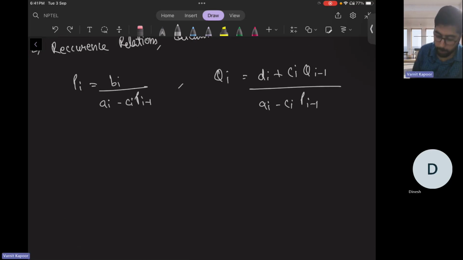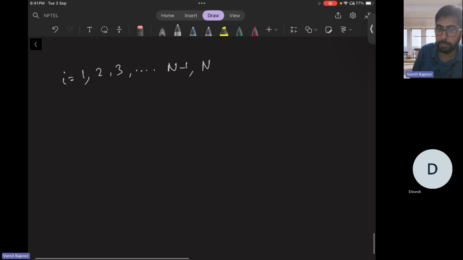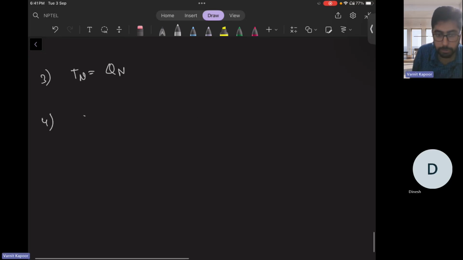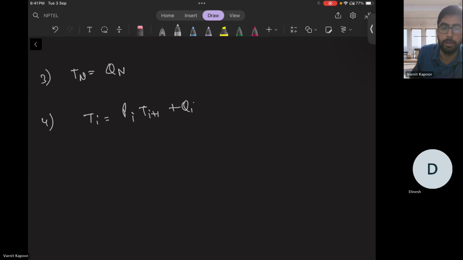Now the third, for all the values of i equal to 1, 2, 3 up to n minus 1. And the third step is you get the value of Tn node, that is nothing but Qn. And the fourth step is start the back substitution. That is Ti is equal to Pi Ti plus 1 plus Qi for all the other nodes. You got the Tn, you start the back substitution.